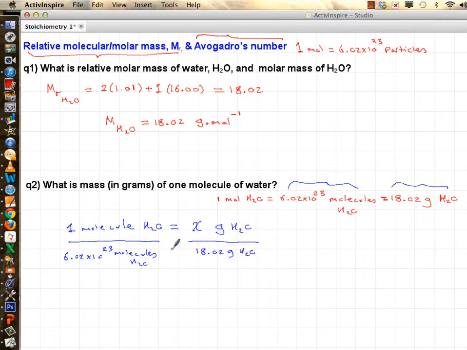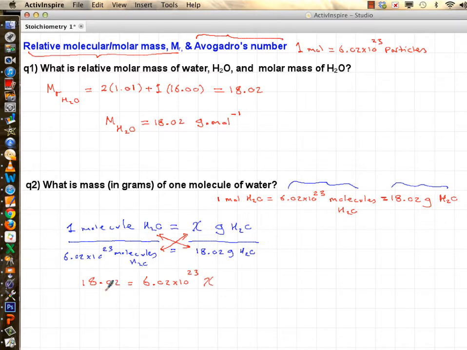This is creating a proportionality. Now these 2 ratios are equal. What you need to do is cross multiply and you can solve for x. These 2 quantities multiplied is equal to the product of these 2. 18.02 times 1 is 18.02. 6.02 times 10 to the power 23 x is 6.02 times 10 to the power 23 x.